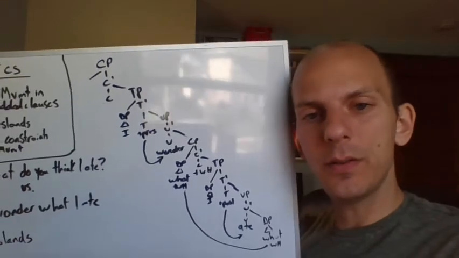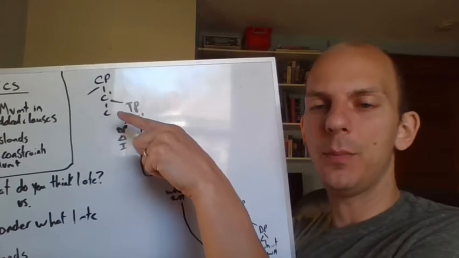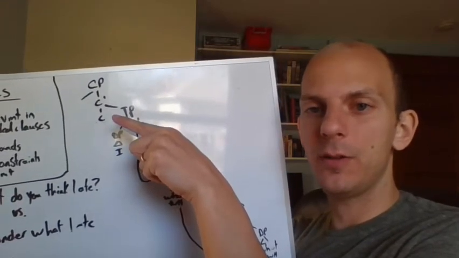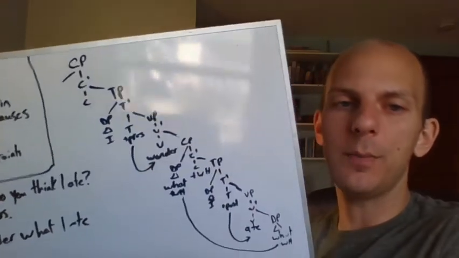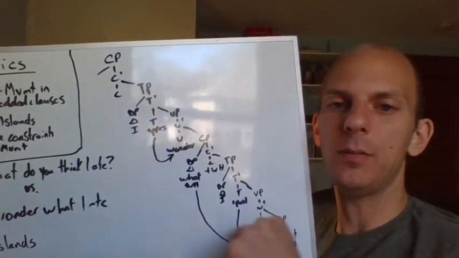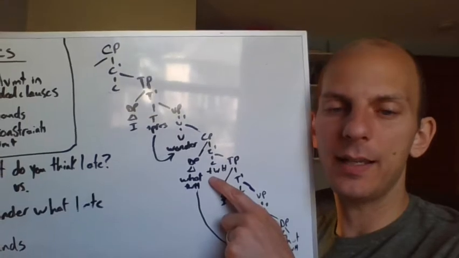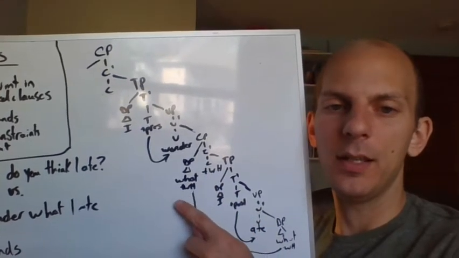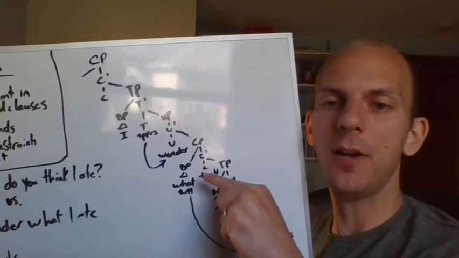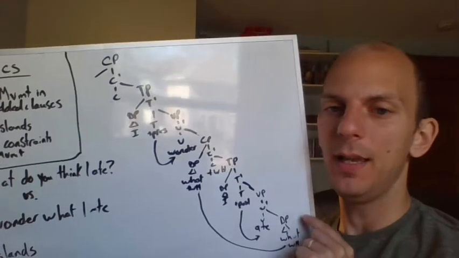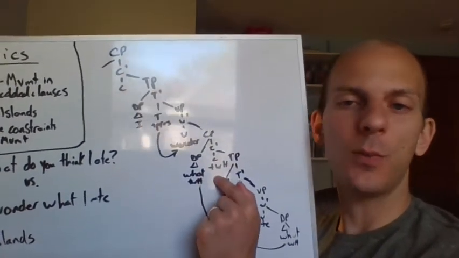Well, it's interesting to note that we saw the higher C head have a plus Q plus WH feature, right? That drew up both the T to C and the WH all the way up. Here we're seeing a different formulation where the lower C head has a plus WH. So we get the WH word staying here. Remember that it moved here last time, but it couldn't find a plus WH so it kept going. This time it moves to this lower specifier of CP and it finds what it needs right there.